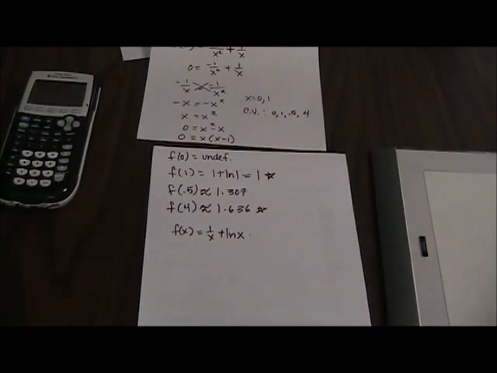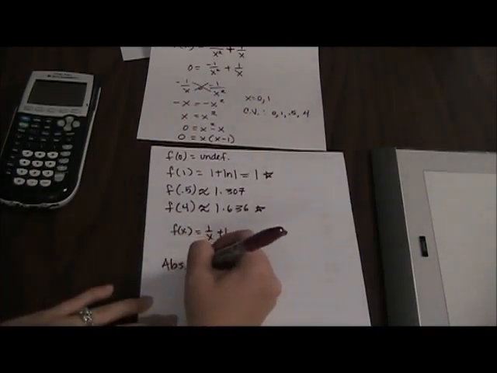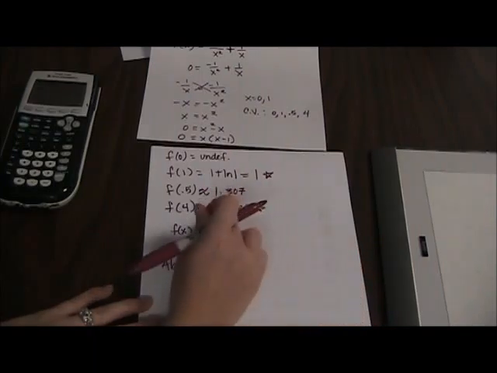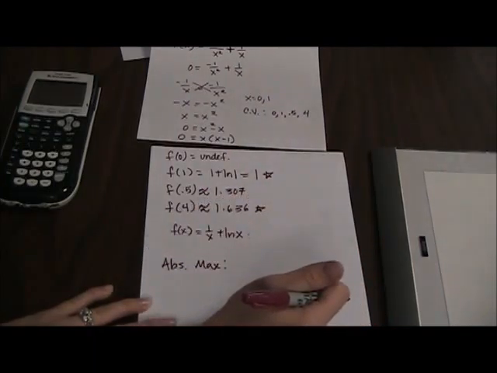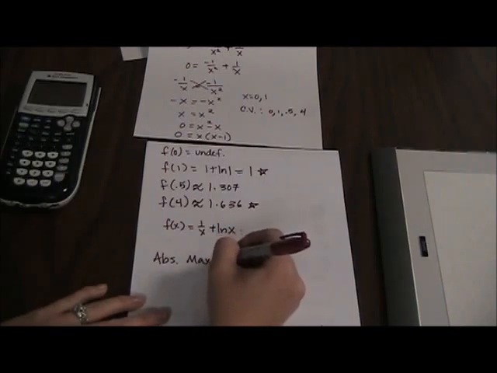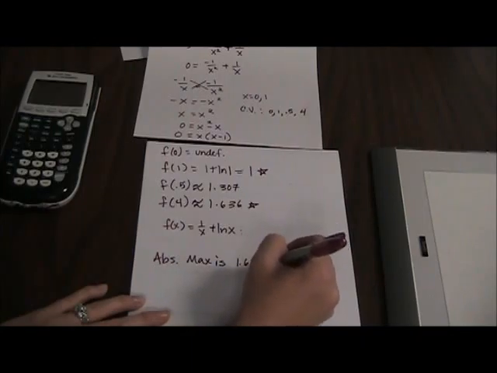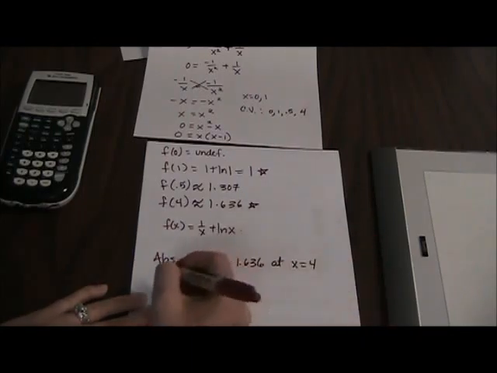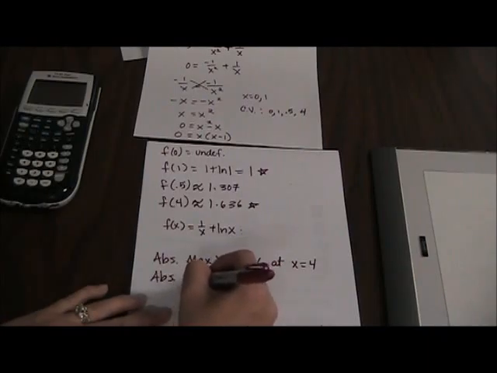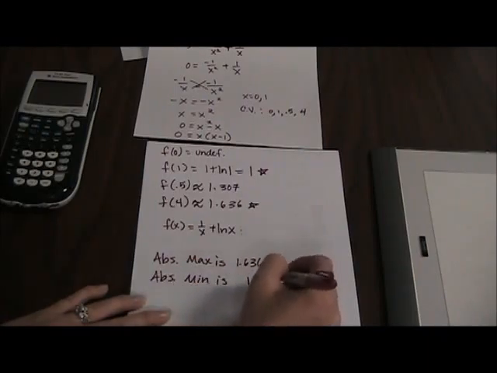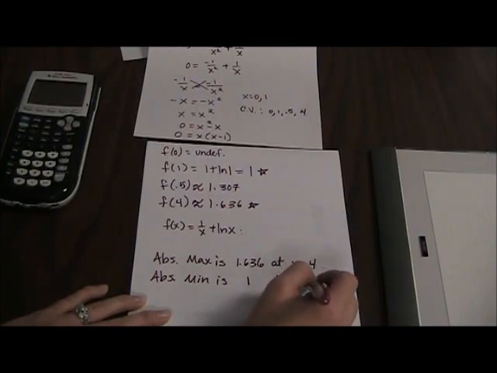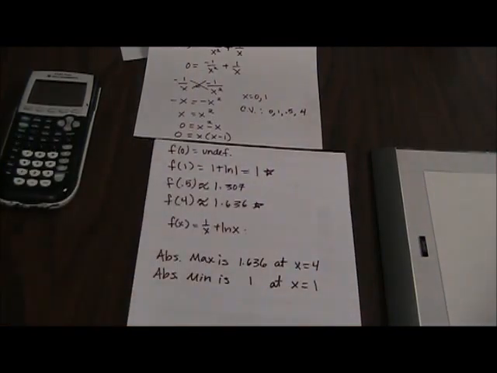So my highest y value would be the 1.636, and my lowest y value would be 1. So that means my absolute maximum is 1.636. So I would say the absolute maximum is 1.636 at x equals 4. And the absolute minimum is 1 at x equals 1. And always remember, my maximum is the y value, the location is the x value.